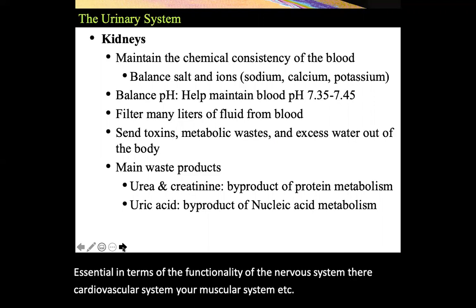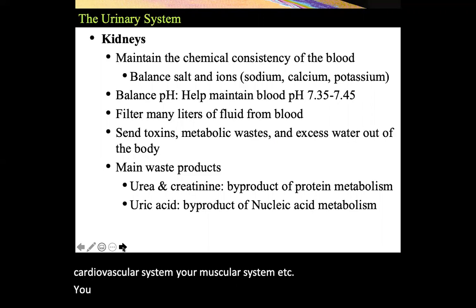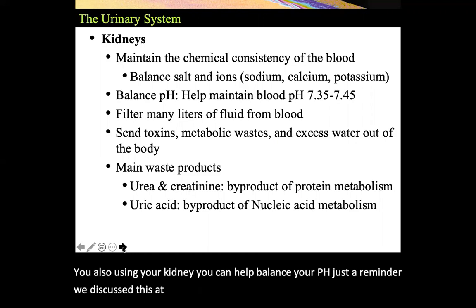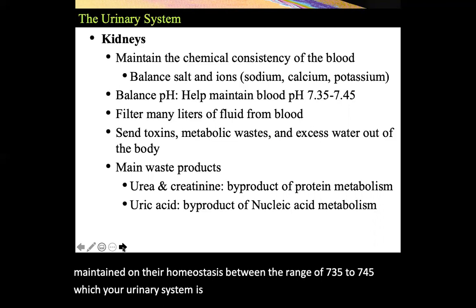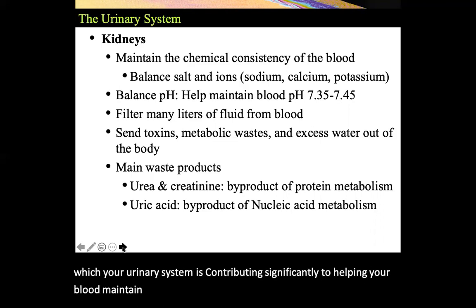You also, using your kidney, can help balance your pH. Just a reminder, we discussed this earlier in the semester, that your blood pH is maintained under homeostasis between the range of 7.35 to 7.45, which your urinary system is contributing significantly to helping your blood maintain this magic number.